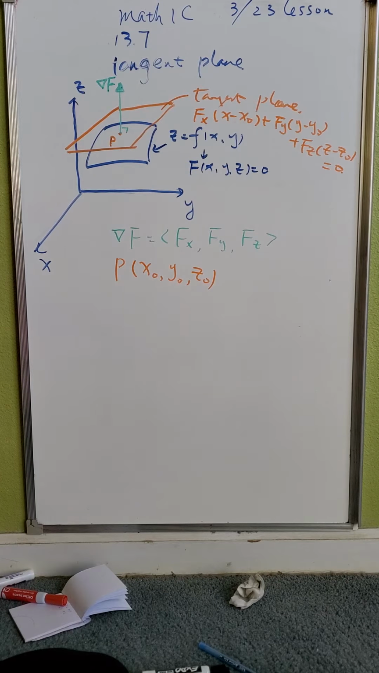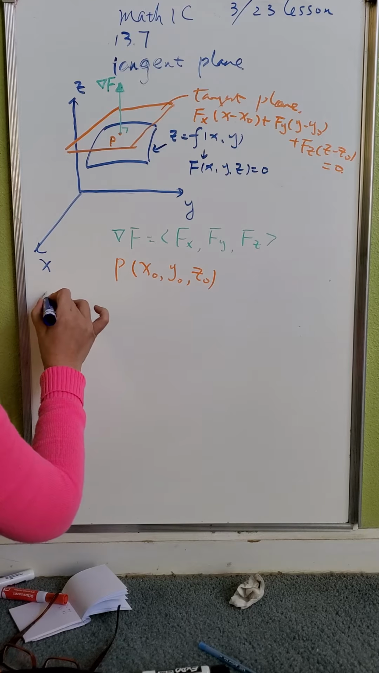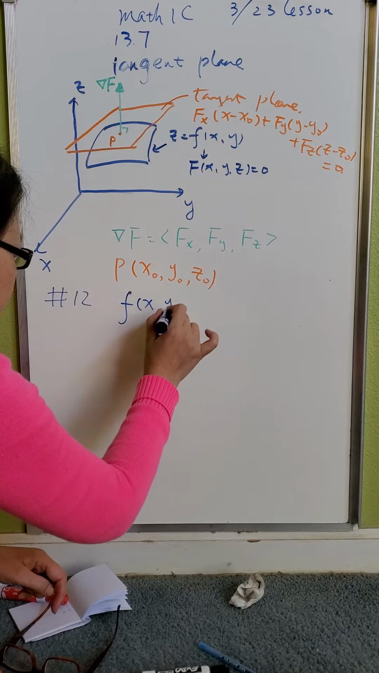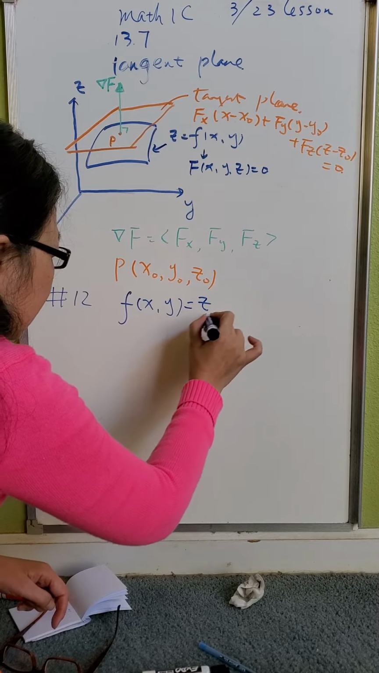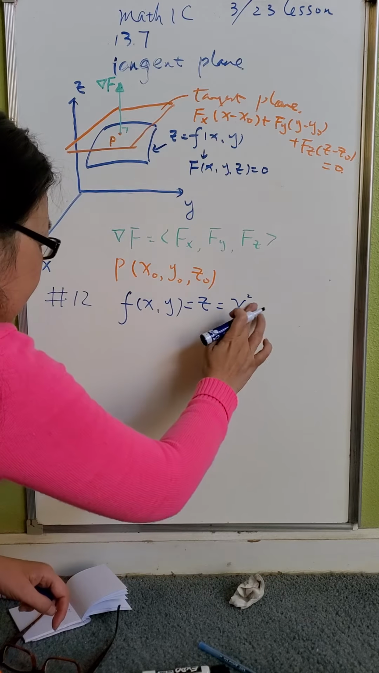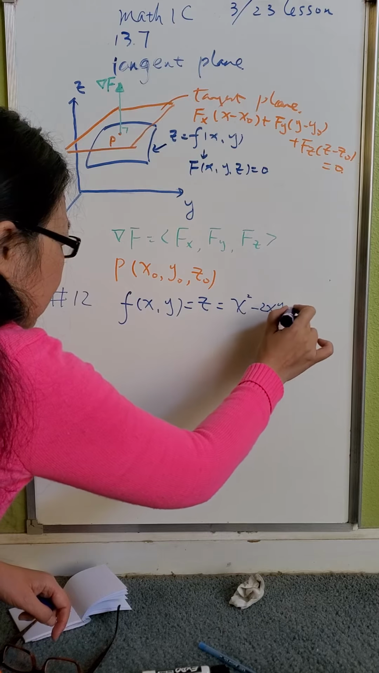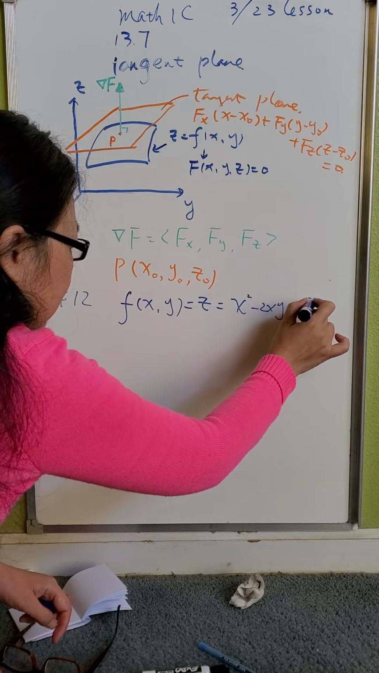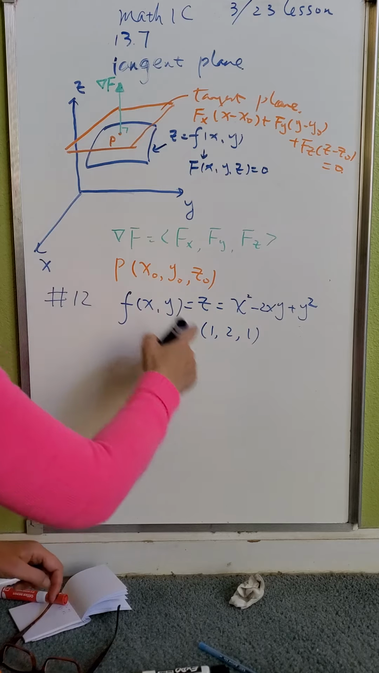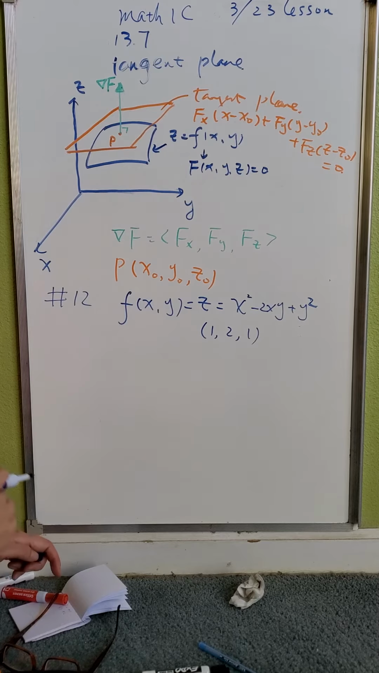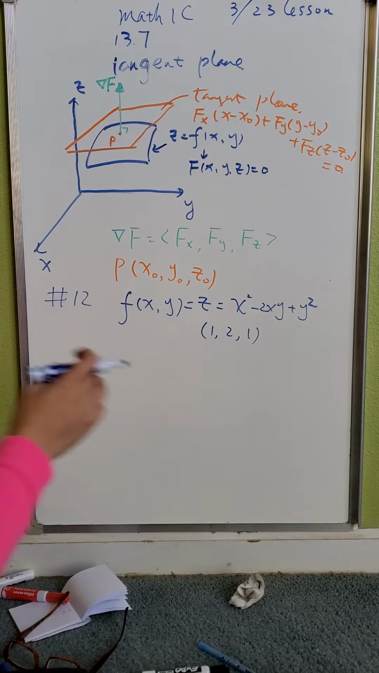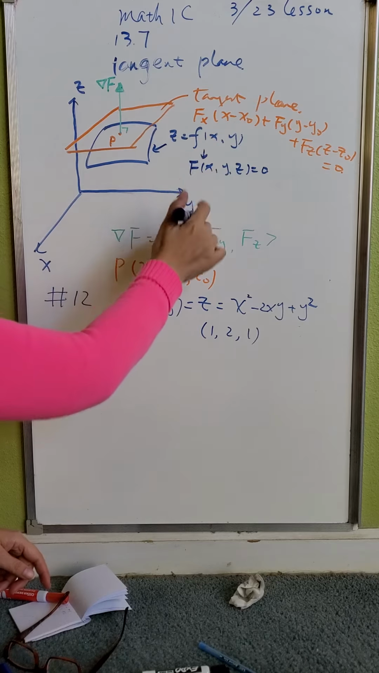We just find the gradient of the surface, and that's it. So let's see the example. Number 12. You are given a surface function g equal to x squared minus 2xy plus y squared, and at the point 1, 2, 1, so that's your point P. They said find the tangent plane going through that point, tangent to this surface. Because this is not in the formula of this one, you need to change to this first.